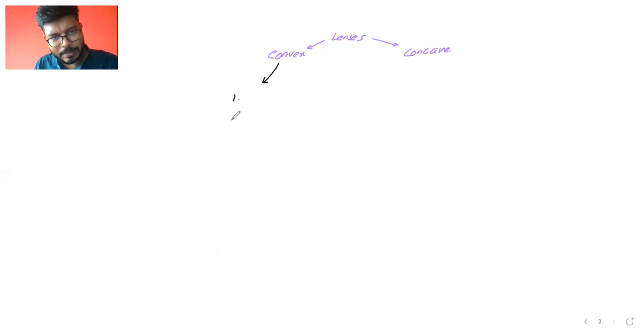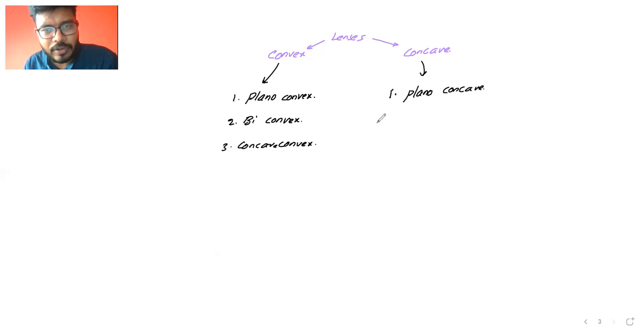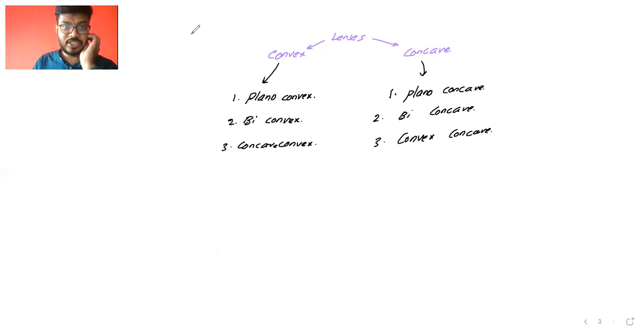Under convex, we will discuss 3 types. First, plano convex. Next, biconvex, and concave convex. Under concave, we'll discuss plano concave, and next one, biconcave. I'll show you the pictures and the structures, how they will be.